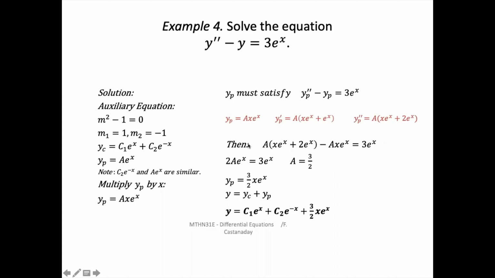So you have the function here at the left member of the equation equal to 3 e raised to x. Now we equate the coefficients of e raised to x. That's why we have 2a equals 3, or we have a equal to 3 over 2. Now that we have the value of a, we plug it in here in y sub p. That's why our y sub p is 3 over 2 times x e raised to x. The general solution, therefore, is y equals c sub 1 e raised to x plus c sub 2 e raised to negative x plus the value of y sub p, which is 3 halves x e raised to x.